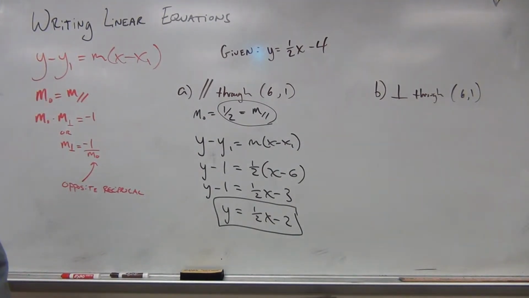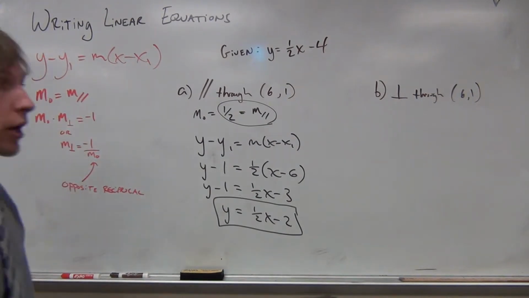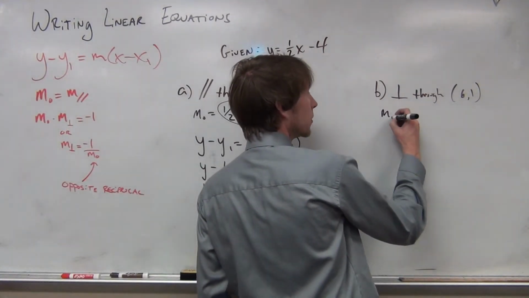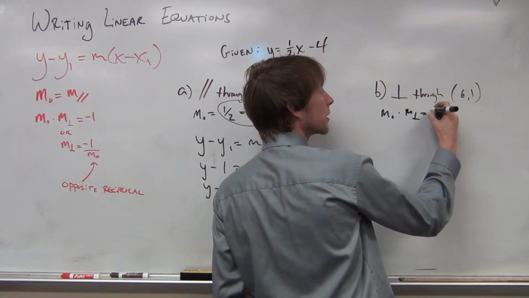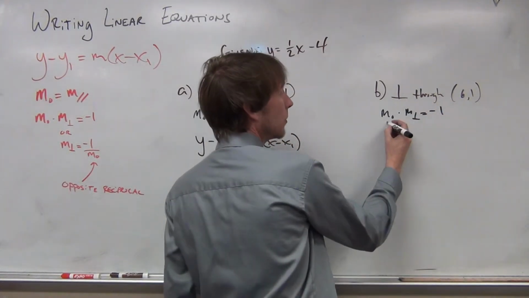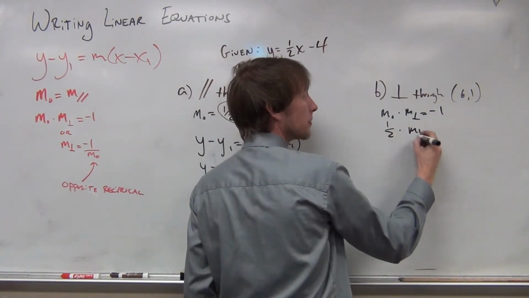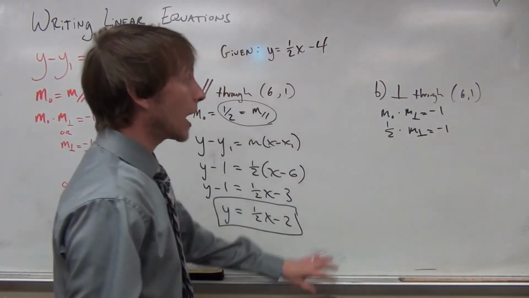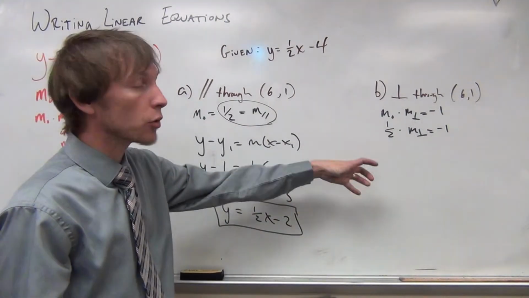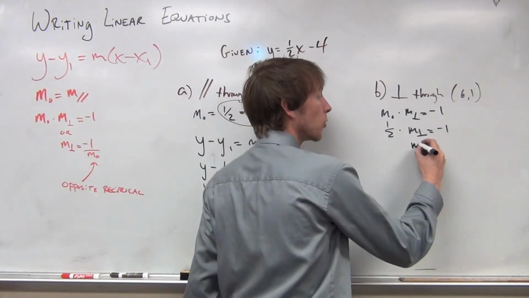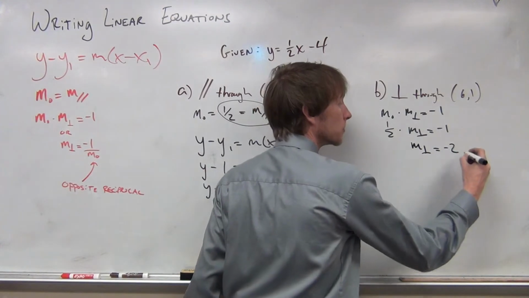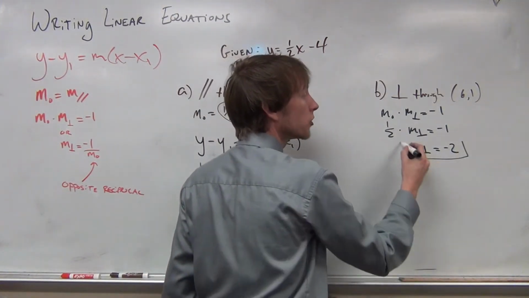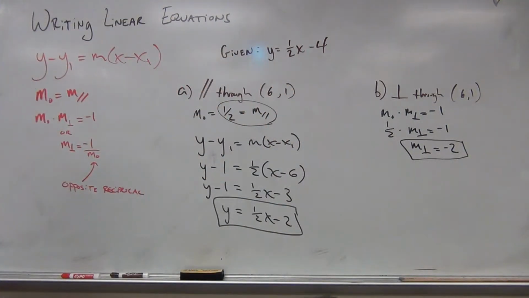For perpendicular, it's a little bit different. Remember, the slopes multiply to give you -1. So, if I know that the original slope times the perpendicular slope is equal to -1, I would say 1/2 times the slope that I'm looking for, the perpendicular slope, is equal to -1. I would solve that equation by dividing both sides by 1/2. Well, dividing by 1/2 is the same as multiplying by 2. So the slope I'm going to use is -2. The slope of the perpendicular line is equal to -2.